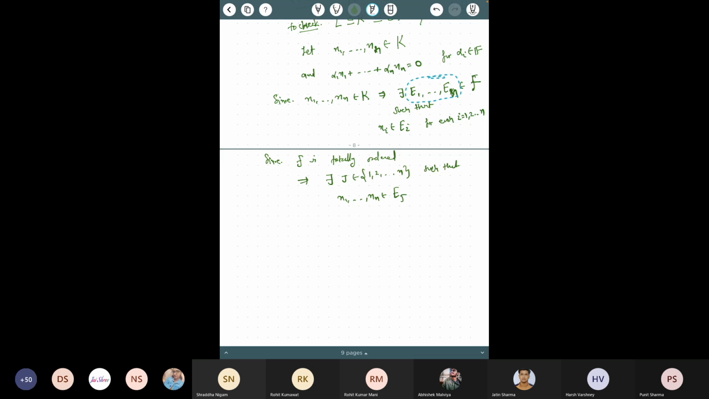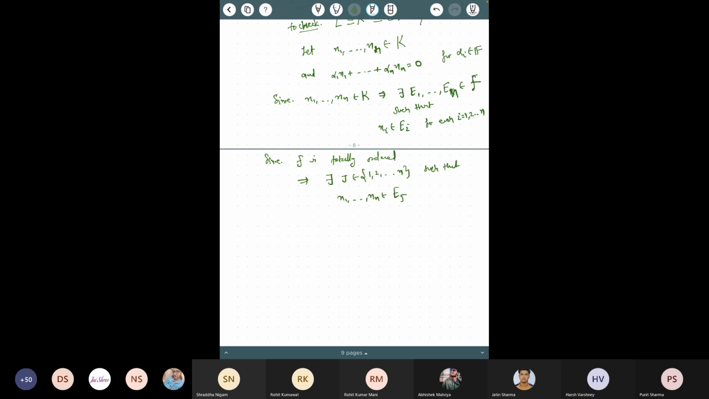So this implies what? Xi belongs to Ei for each i, and this set Ei would be contained in some other, let's say Ek. So Xi belongs to that. If you use the fact that F is totally ordered, you can show that there would be at least one J such that all the other sets are contained in that Ej, because they are comparable. So that means all these x1 to xn belong to Ej.